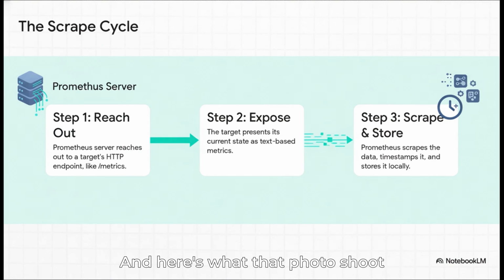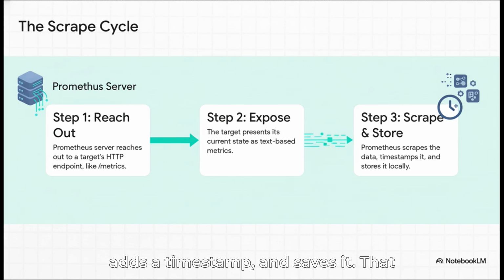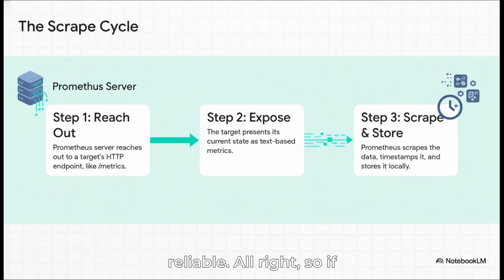And here's what that photo shoot looks like in practice. The Prometheus server connects to an endpoint on your application, usually called /metrics. Your app, or a little helper called an exporter, just shows all of its current readings as plain text. Prometheus then scrapes that text, adds a timestamp, and saves it. That scrape is the snapshot. It's beautifully simple and incredibly reliable.